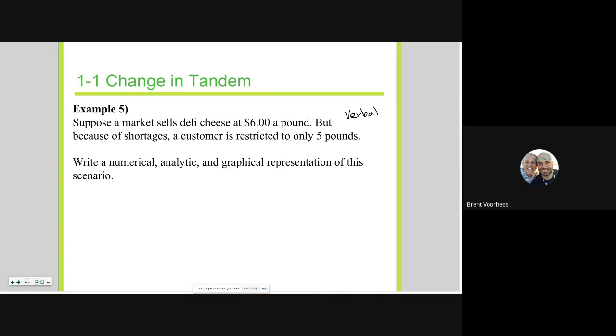How do we figure this out? What's the independent variable? So if you go to the store, what's the thing that's going to be changing? Oh, the pounds. You might say, I want 1 pound, I want half a pound, I want 3 pounds. Pounds are going to be our independent. We're going to say this is our x.